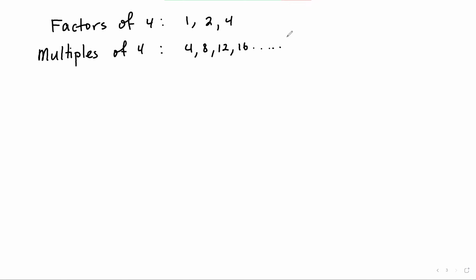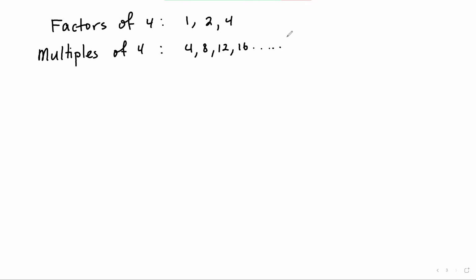Unless I say something like list the multiples of 4 between 4 and 16, for instance, or all the multiples of 4 that are less than 30. Now it becomes a finite group. But if I just tell you to list the multiples of 4, it goes on and on. So multiples, unless you specify where you're stopping, will be an infinite group. However, factors is always a finite group, right? Because there's only a few factors, whereas there are lots of multiples.